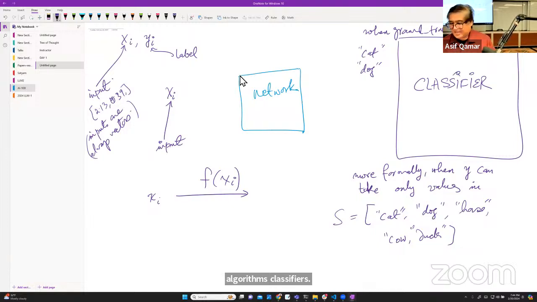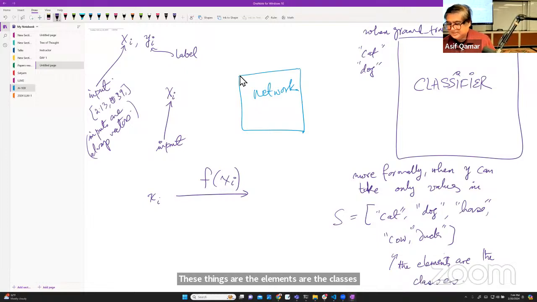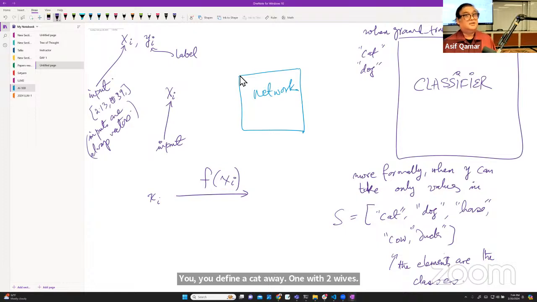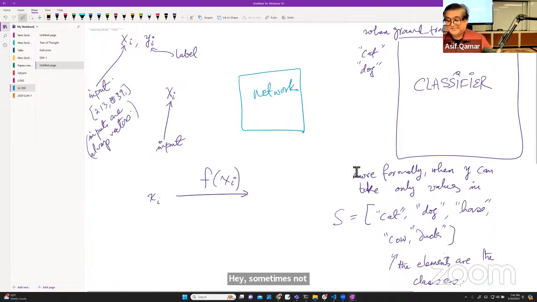Classifiers. Are we together? And these things, the cat, dog, horse, are the elements, the classes. Those of you who are familiar with object-oriented programming know this. You define a cat to be one with two eyes, whiskers, and a nice tail, and you give it a weight, color, whatever. But every instance of the cat can differ from each other. Just as in real life, all cats are in subtle ways different from each other, or sometimes not so subtle ways. So you call them classes.